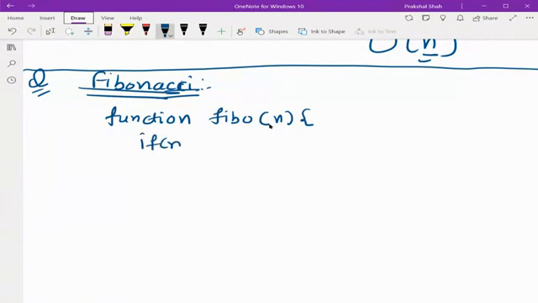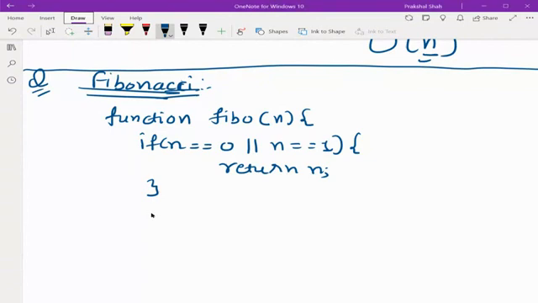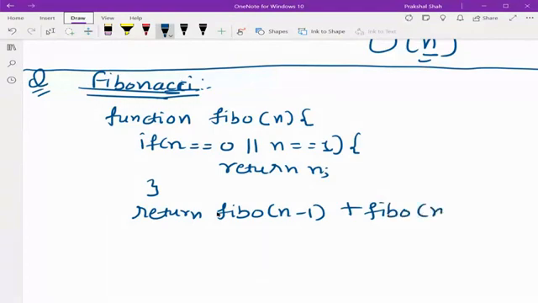my base condition is, whenever n is equal to 0 or whenever n is equal to 1, in that particular case I need to return n, right? And otherwise what I need to do is call my particular function again with the n minus 1 and n minus 2 inputs and sum them up. Yes or no? Okay, this is what my code would look like, right?